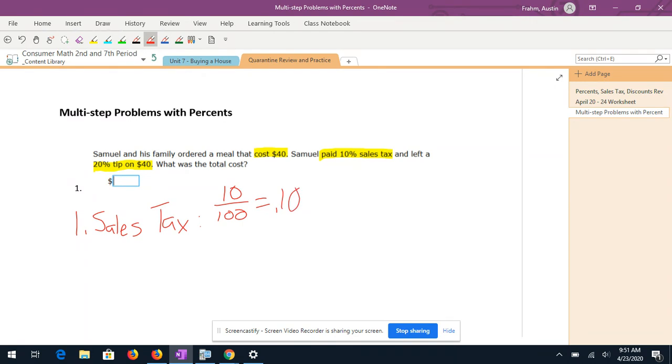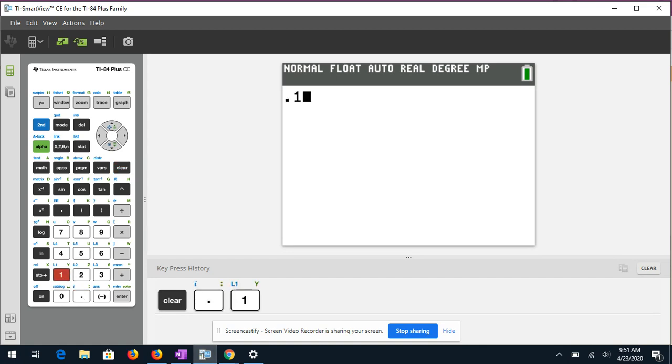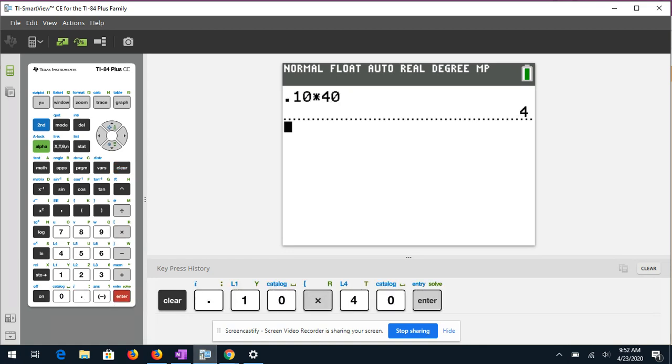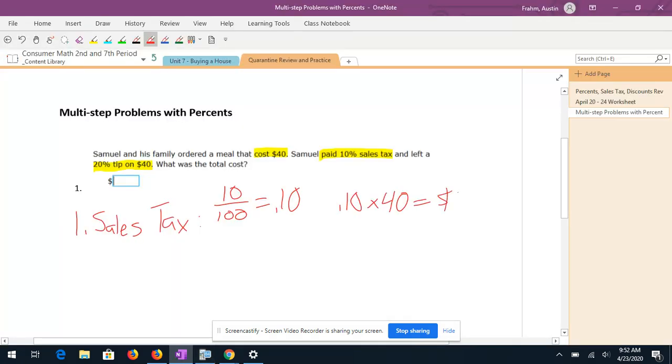Then we would multiply the original cost of the meal by that decimal. So 0.10 times 40. You can do that on your calculators if you don't know how to do it in your head. And it comes out to be $4. So the sales tax is $4.